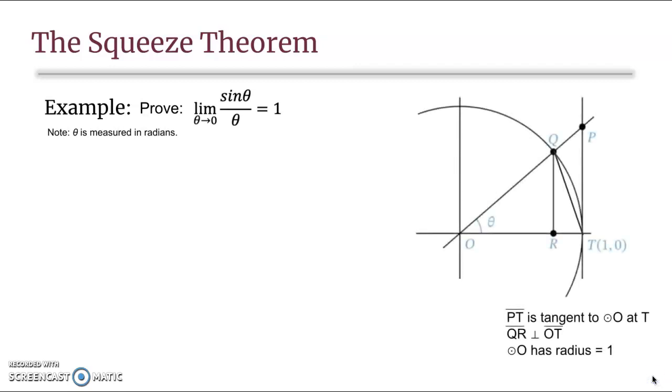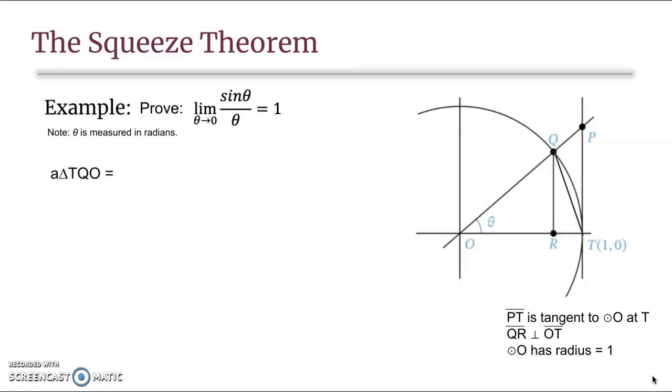So first off, we're going to start with this diagram. I've got a circle O that has a radius of 1, and so you can see the point on the right at T, which has coordinates 1, 0. We also have a line segment, PT, that is tangent to circle O at point T, and QR is perpendicular to segment OT.